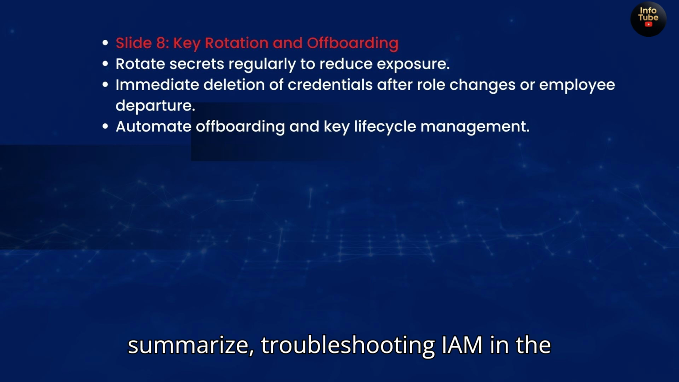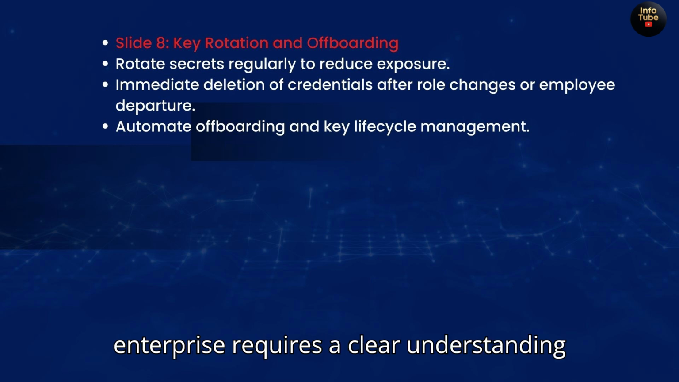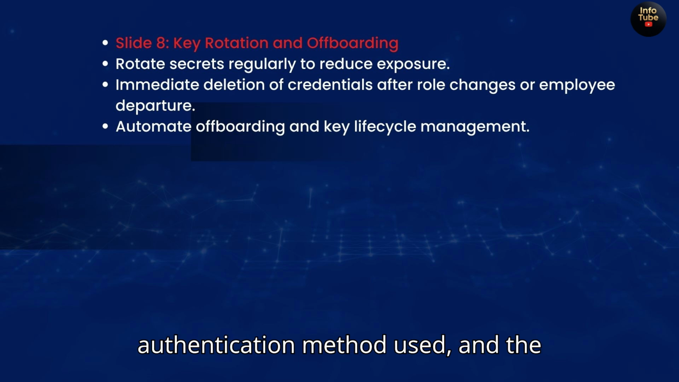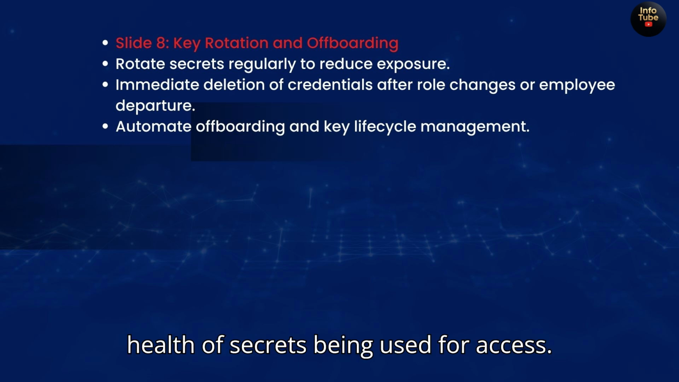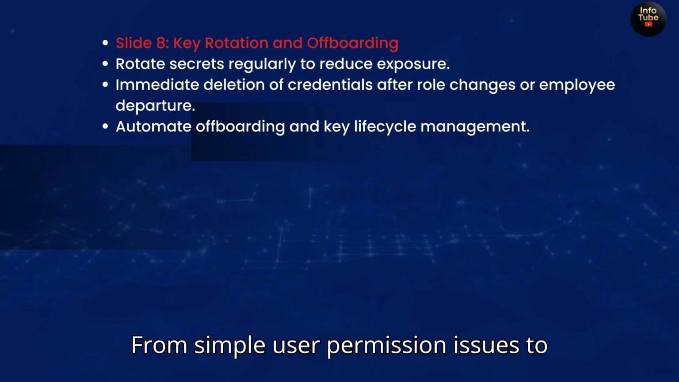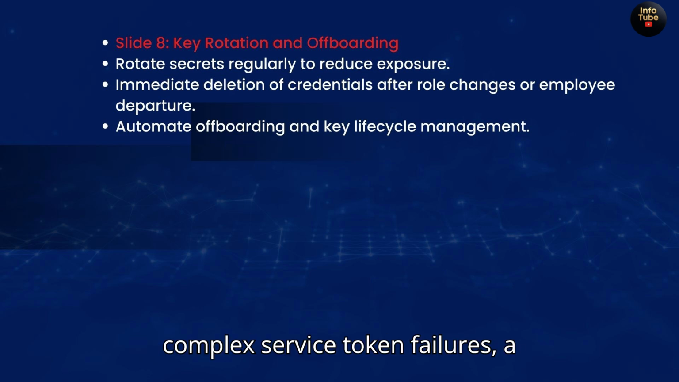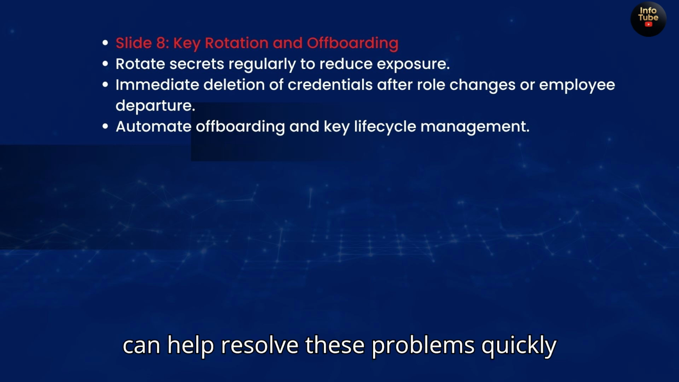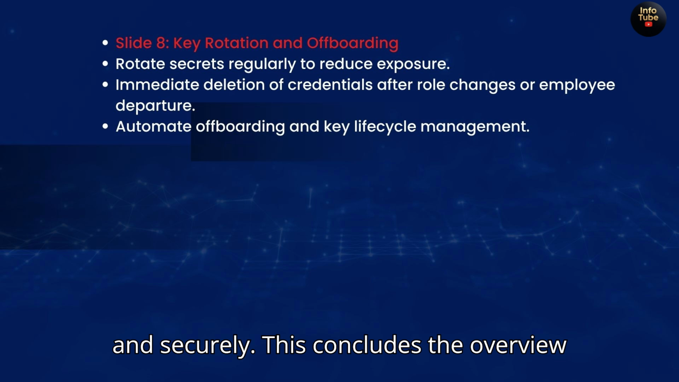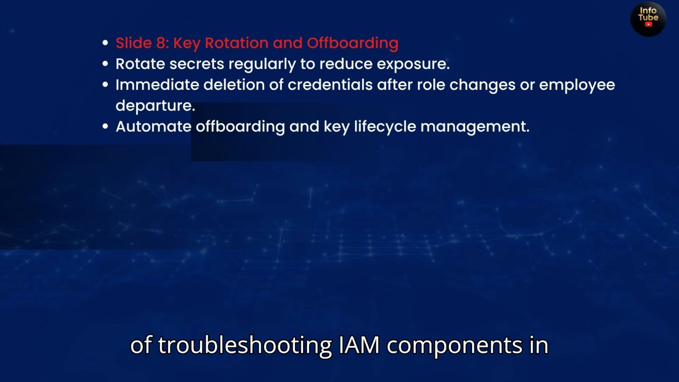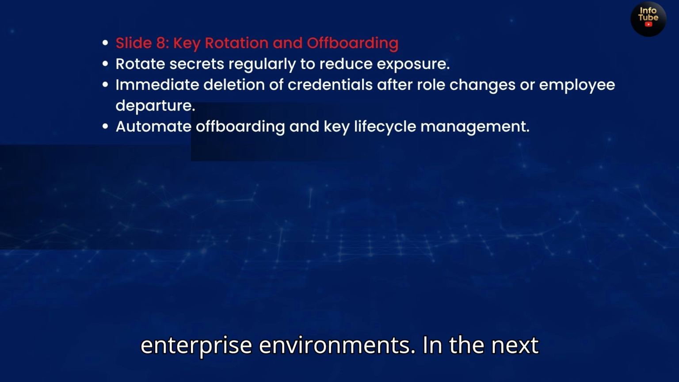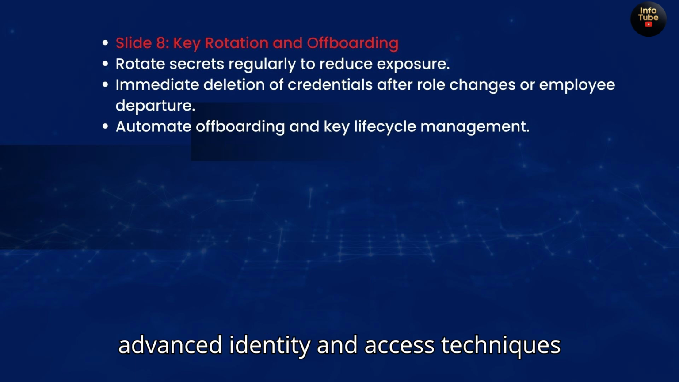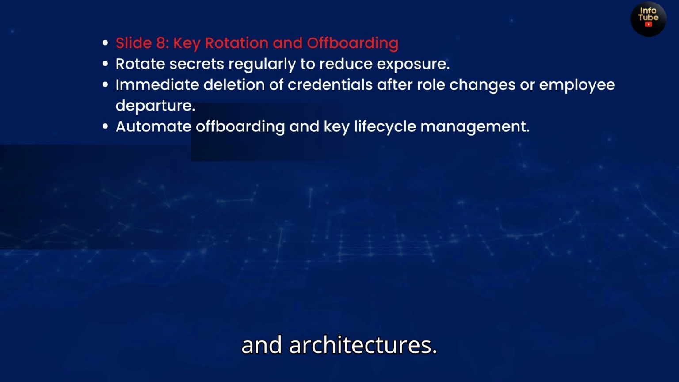To summarize, troubleshooting IAM in the enterprise requires a clear understanding of the type of subject involved, the authentication method used, and the health of secrets being used for access. From simple user permission issues to complex service token failures, a methodical approach and the right tools can help resolve these problems quickly and securely. This concludes the overview of troubleshooting IAM components in enterprise environments. In the next lesson, we'll continue exploring more advanced identity and access techniques and architectures.